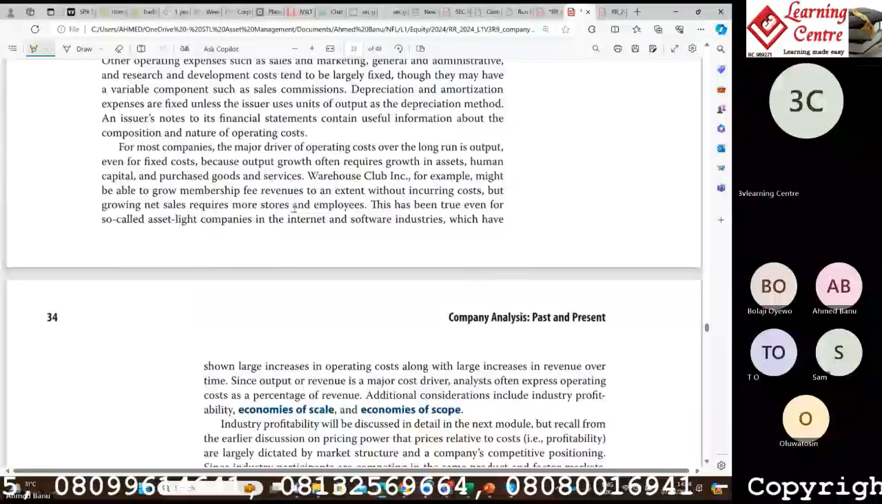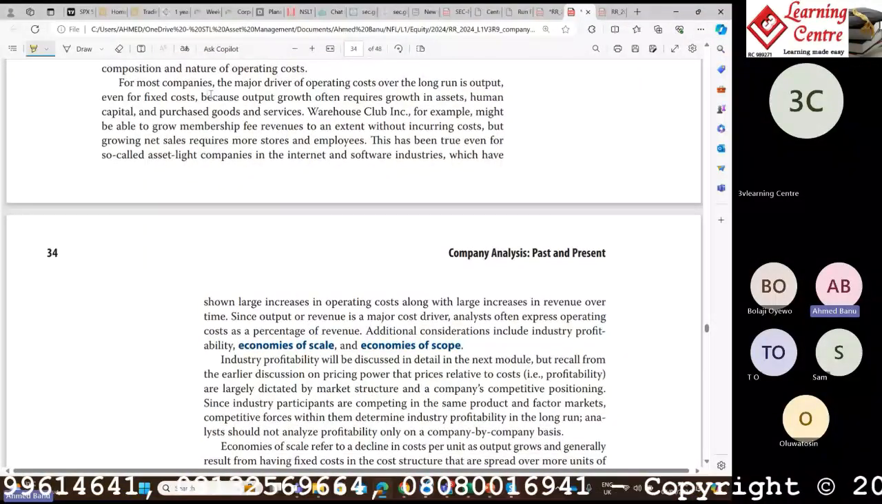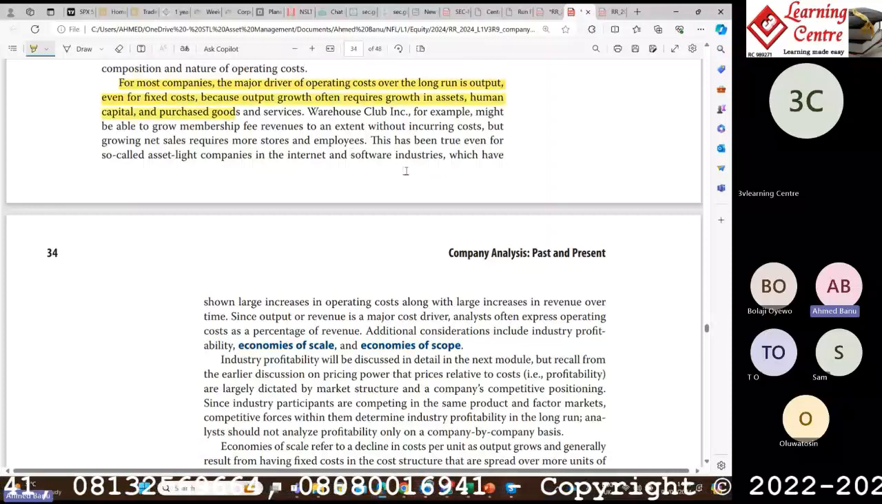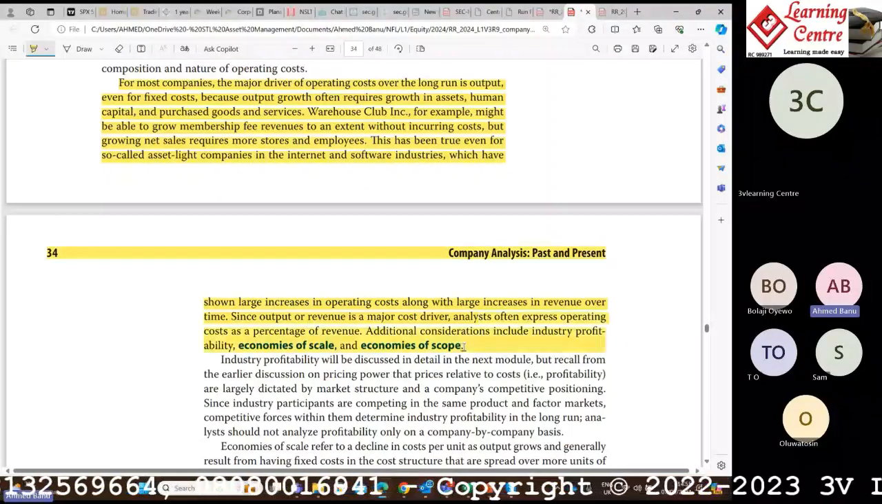So I like this paragraph. Apologies, just allow me to read it out. It's kind of an interesting one.